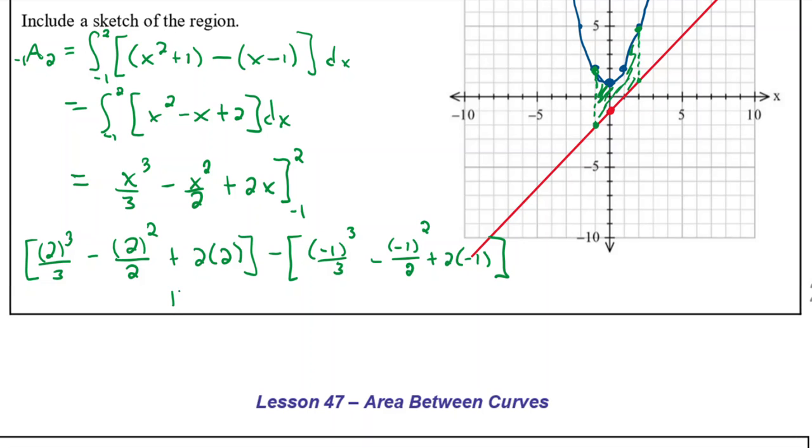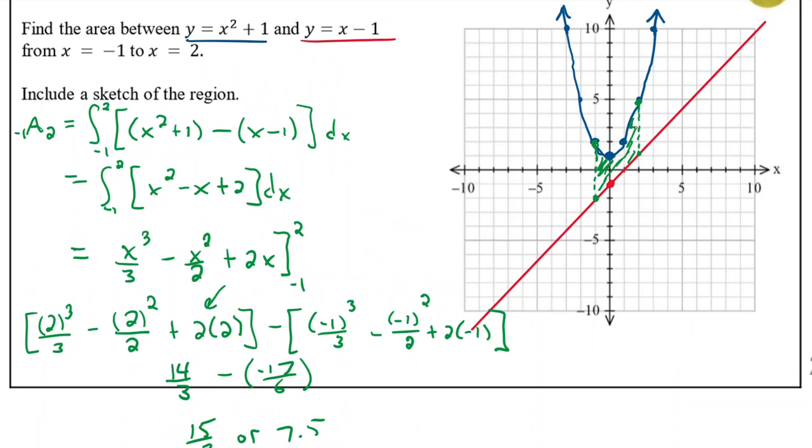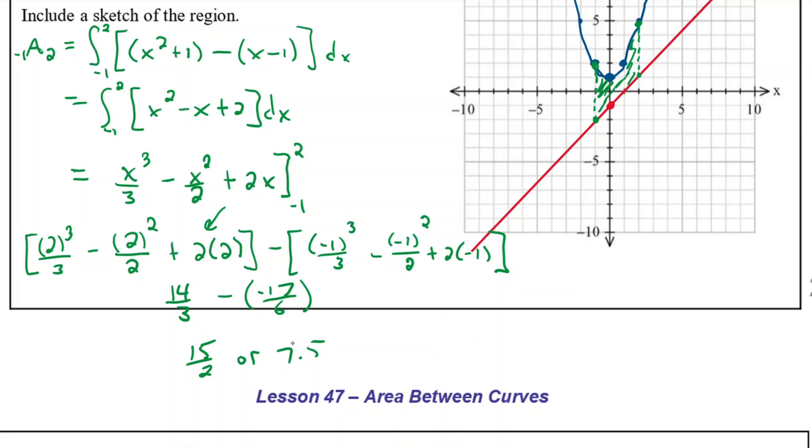And we end up with 14 over 3, if we figure out all this, minus -17 over 6. So this becomes addition, which is 15 over 2, or 7.5. Okay, so just remembering what that is: the area between the curves of those two lines would be 7.5.